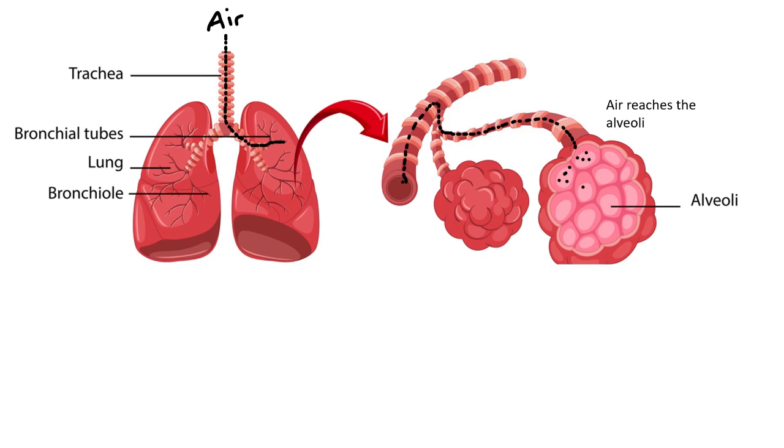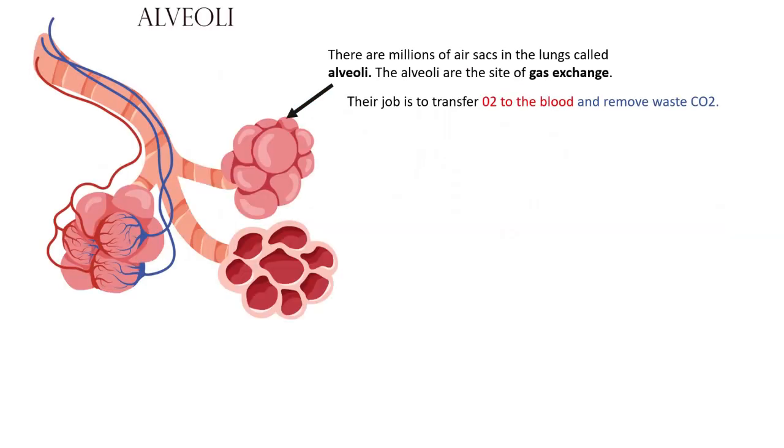Now, these air sacs, the alveoli, are the site of gas exchange, and their job is to basically take the oxygen out of the air you've just breathed in and diffuse it into the blood as quickly as they can. And they also want to remove the carbon dioxide, which will be diffusing from the blood into the alveoli, so that you can remove the carbon dioxide waste.